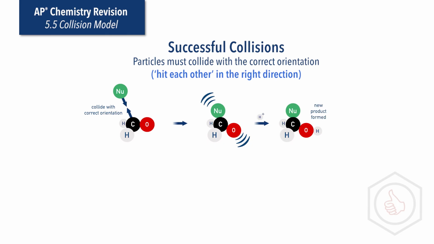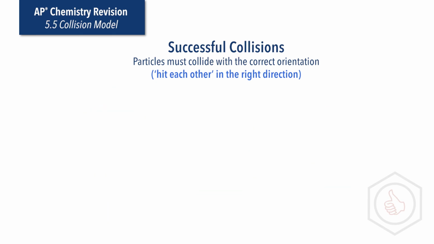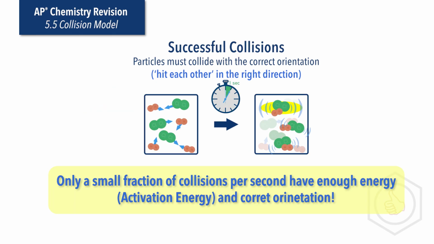Even when particles collide with the required activation energy, the orientation of collisions still matters. For complex molecules, there's often only one way they can align to react properly. This is why molecules with complicated structures may react slowly even with high-energy collisions at high temperatures. Only a small fraction of collisions between particles have enough energy and the correct alignment. This is why reaction rates are usually much slower than the total number of collisions per second for given particles.